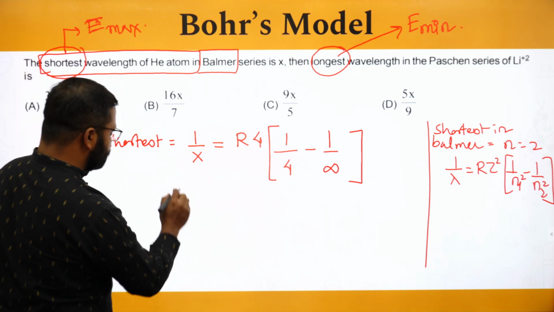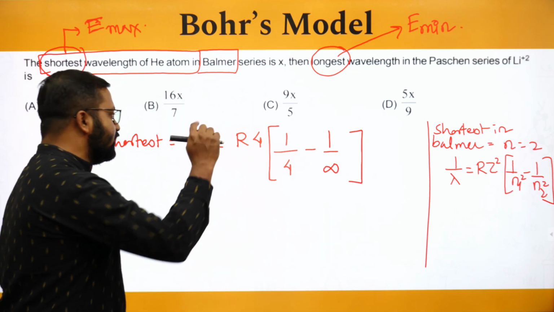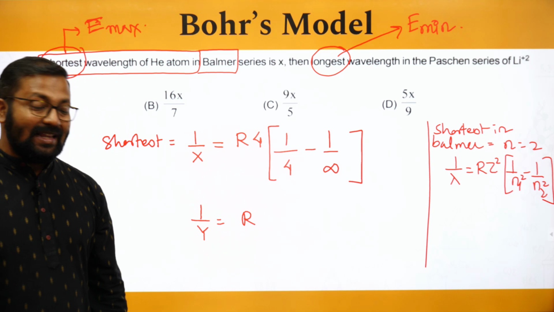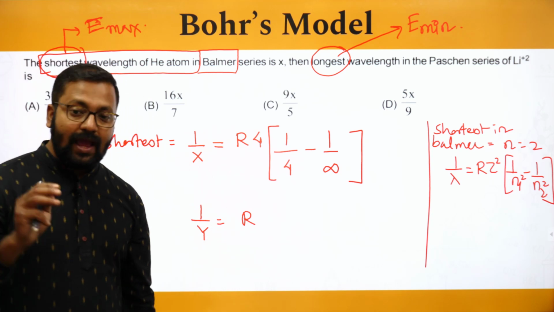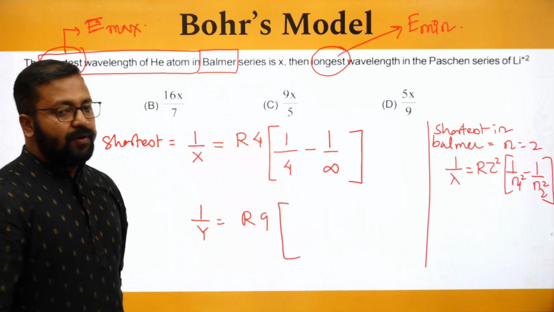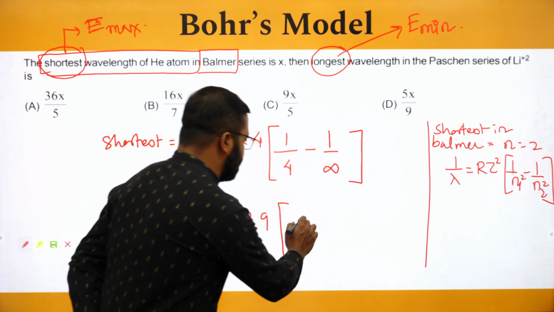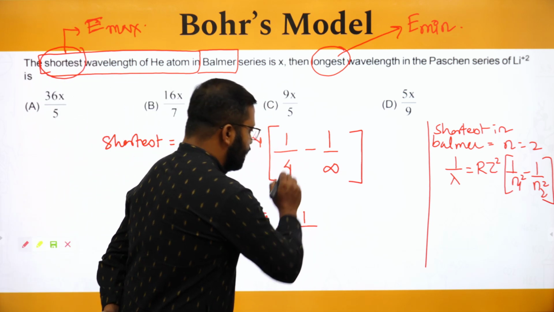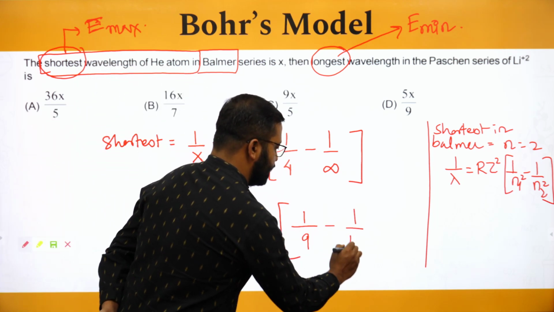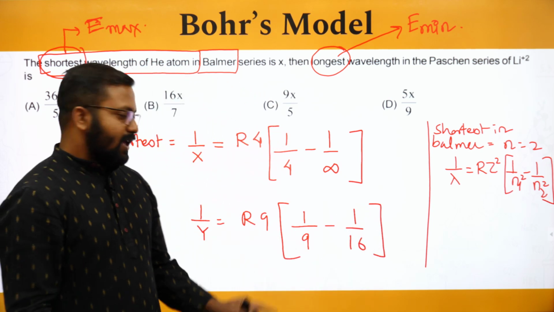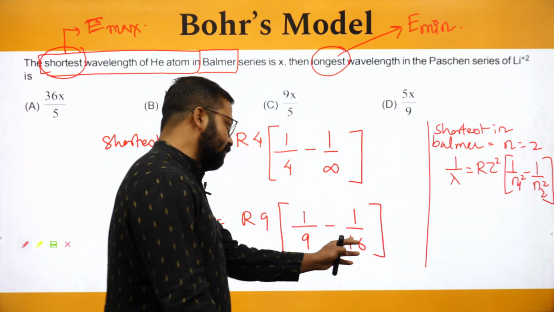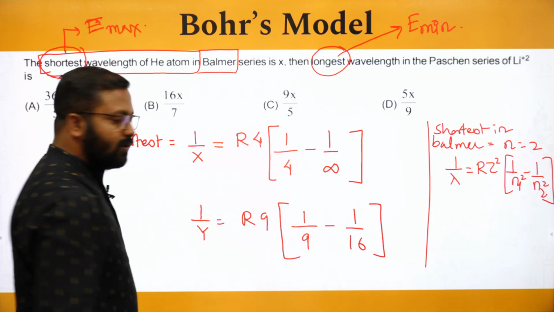Now I have to identify the value for Paschen for lithium. Let's say the value is y. Lithium's atomic number is 3: hydrogen, helium, lithium. So this will be 9. For the longest wavelength of the Paschen series, the n value is equal to 3, so 1 by 9 minus 1 by 16. Longest wavelength means the next energy level, so the jump from 4 to 3 is the Paschen series. So this is what we have obtained.